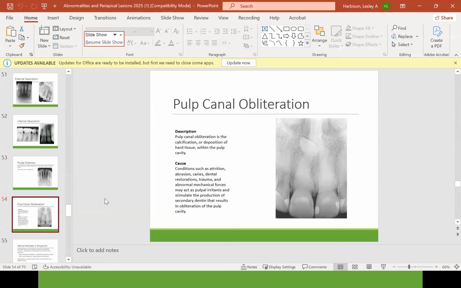54, pulp canal obliteration. Pulp canal obliteration is the calcification or deposition of hard tissue within the pulp chamber. We touched on that, but it can be caused by a number of things: trauma, mechanical forces during ortho, attrition, abrasion. As the tooth is being assaulted slowly, it will build up a protective layer. If you are constantly grinding away at your tooth, it's going to try to beef up that layer and protect itself and the pulp. That's part of that function.